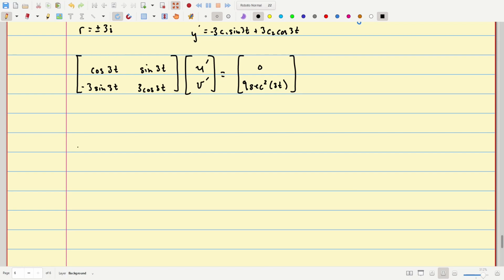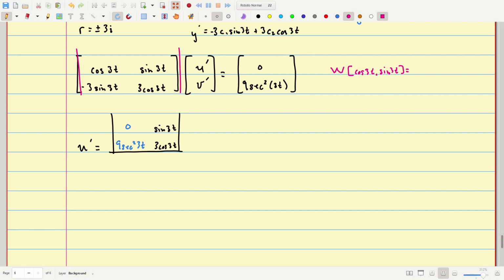But now we solve this matrix equation, looking for u prime. We'll set up Cramer's rule. Secant squared 3t here, and then sine of 3t and a 3 cosine 3t. Let's go ahead and do the Wronskian here on the side so it's not in our way. So we're computing the determinant of this matrix.